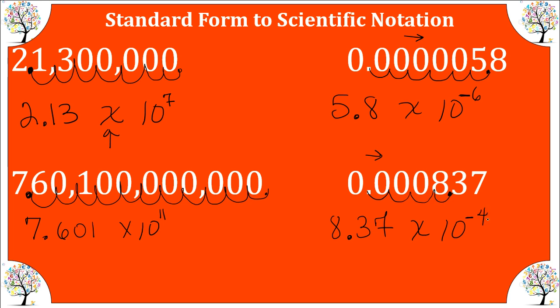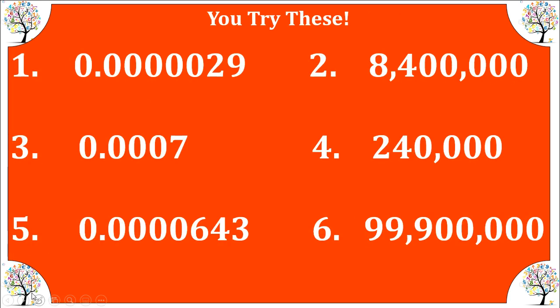So -4. Now just let me warn you, this exponent is not how many zeros there are. That is not what this means. This value tells me which direction I moved the decimal and how many times I moved it to get it so that my coefficient is between 1 and 10, not including 10. So we have a single digit to the left of the decimal. Okay, pause the video and you try these.